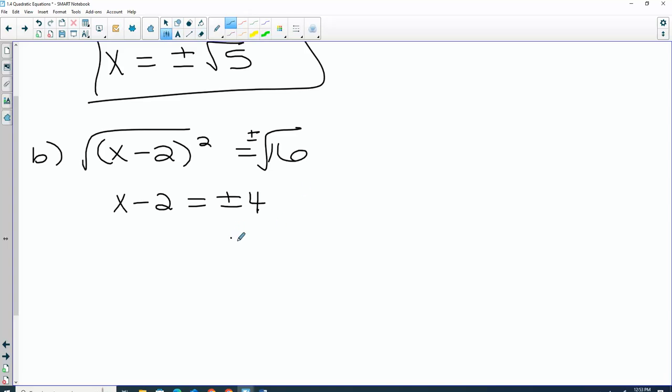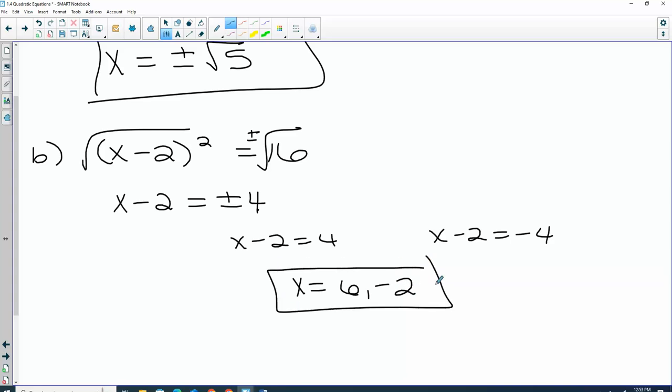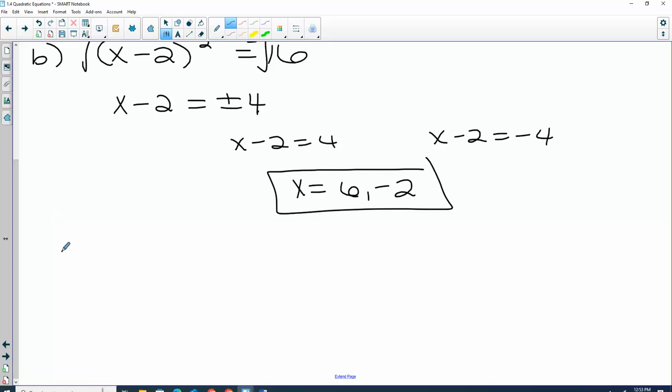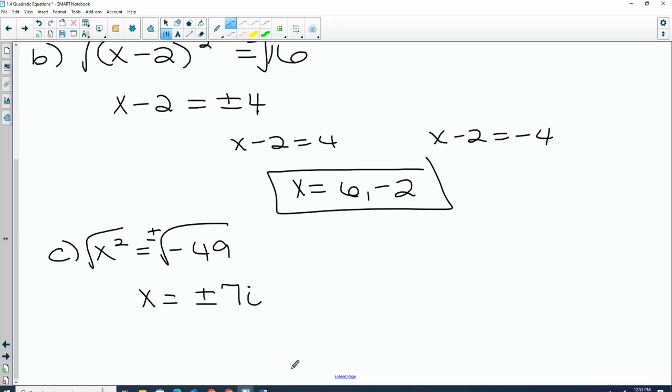Yes. This is like saying x minus 2 equals positive 4, x minus 2 equals negative 4. So when you solve that, you get x to be 6 and negative 2. Is that okay? And you can also have i's, like if I said x squared equals negative 49. What would you do? Square root, plus or minus, what is the square root of negative 49? 7i. Alright, any questions about square root method?